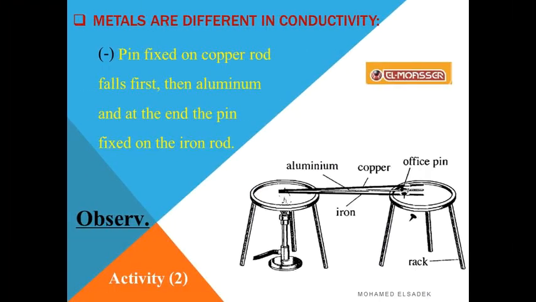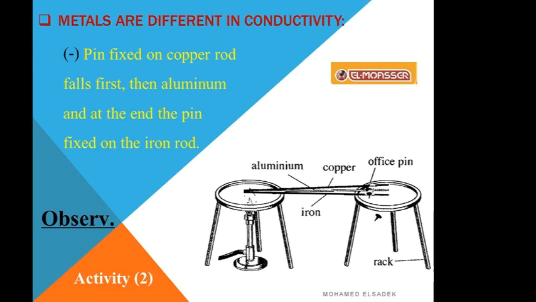تعال نشوف بقى. Observation: the pin fixed on the copper rod falls first. يبقى المسمار اللي متركب في ساق النحاس هو اللي هيقع الاول. Then the pin fixed on the aluminum rod and finally the pin fixed on the iron rod. معنى كده ان copper rod more conductivity of heat than iron. يعني النحاس بيوصل حراره اعلى من الحديد. ايوه، التجربه اهي، اعملها في بيتك. ايه المشكله؟ مش صعب يعني نعملها.